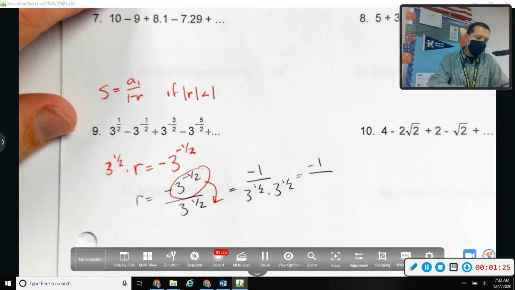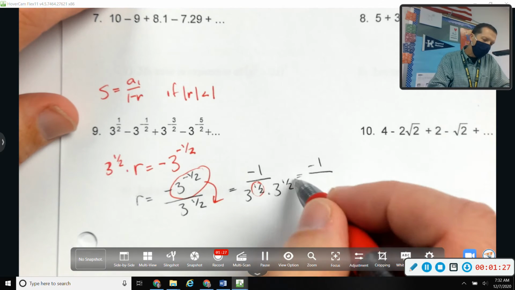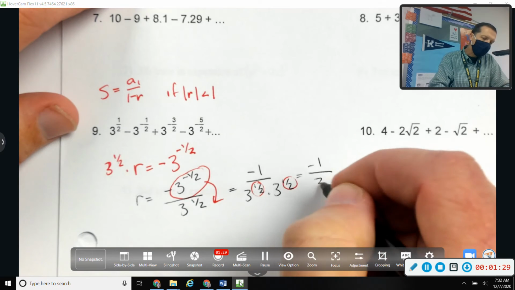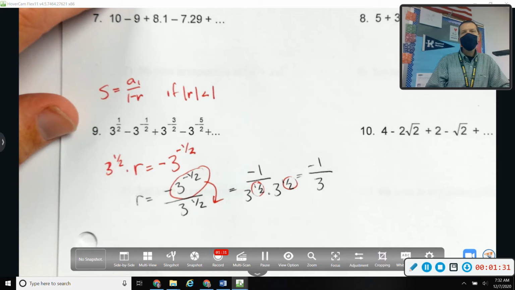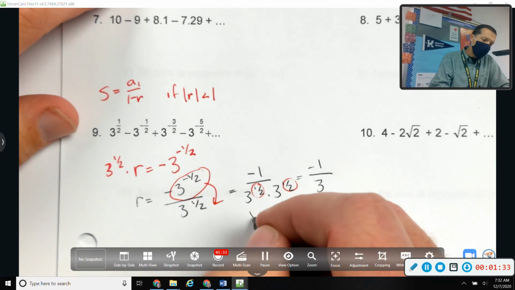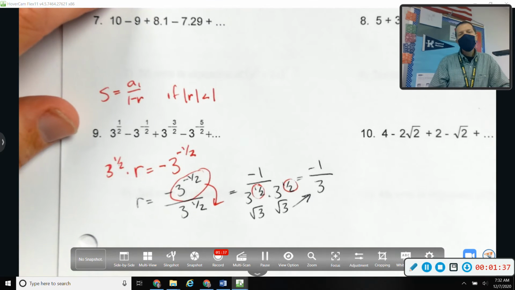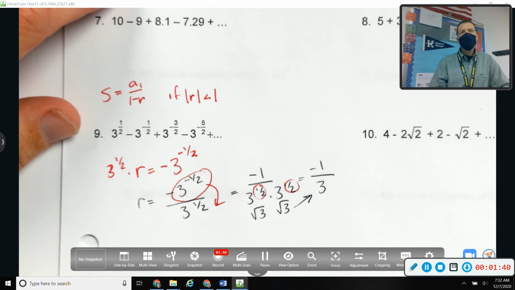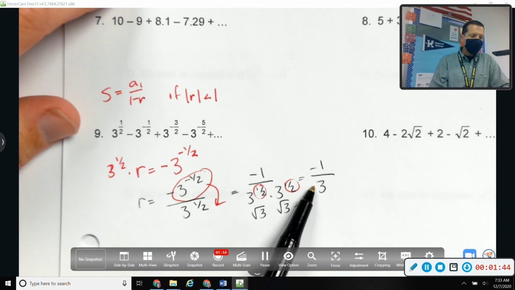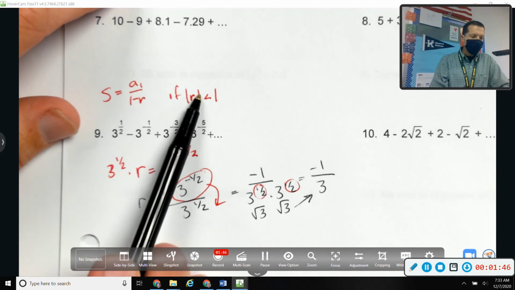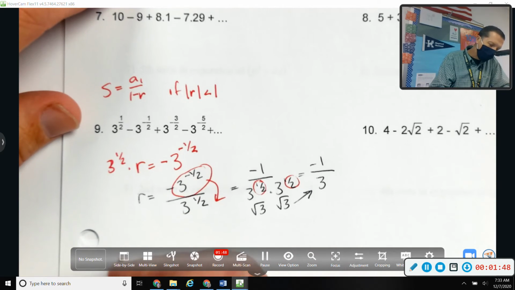Well, when we're multiplying with exponents, we can add the exponents. So 3 to the 1st. Or maybe we recognize that that's the square root of 3 times the square root of 3. But either way, we get 3 in the denominator. So that is less than 1. So we're okay to use the formula.